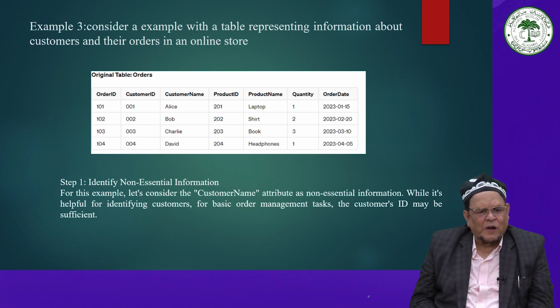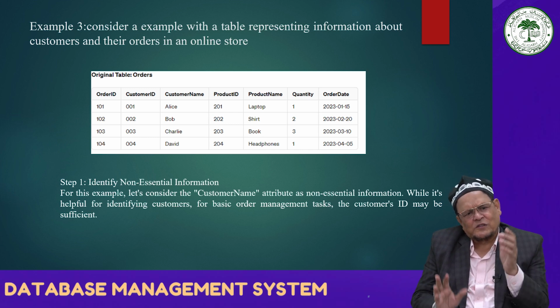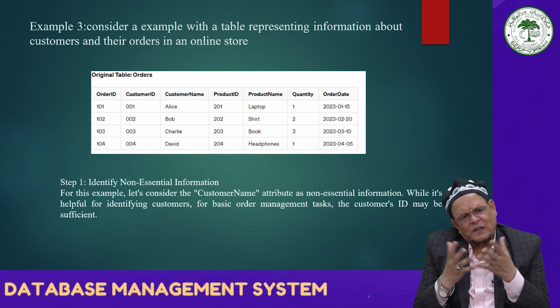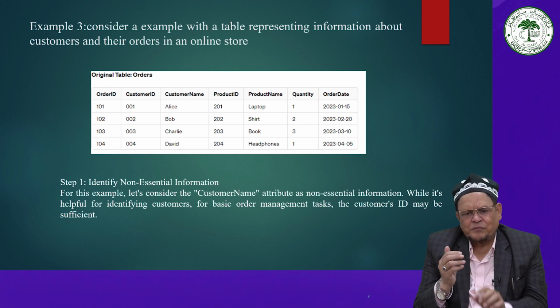First, we have to identify non-essential information. For this example, let's consider the customer name attribute as non-essential information. While it is helpful for identifying the customer, for basic order management tasks the customer ID may be sufficient. If you have a customer ID, you are able to find the name. So in one table, you can keep the customer ID and the name, so this attribute is not essential.